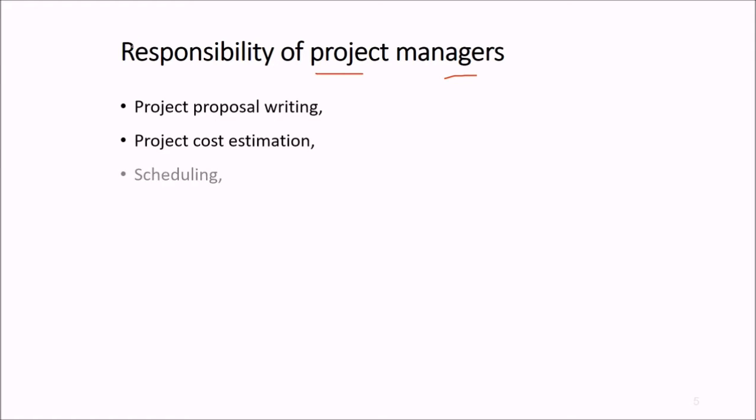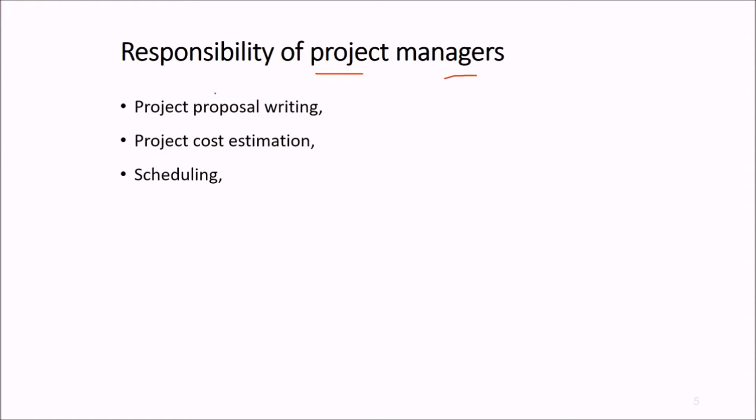So what are the responsibilities of project managers? What is expected out of project managers? First, they are supposed to write the project proposal. They have to propose what they are going to make, how they are going to make it, what will be the cost, what will be the required staff, the time, the schedule, etc. All of this will be in your project proposal. Then cost estimation. This is also the responsibility of the project manager.